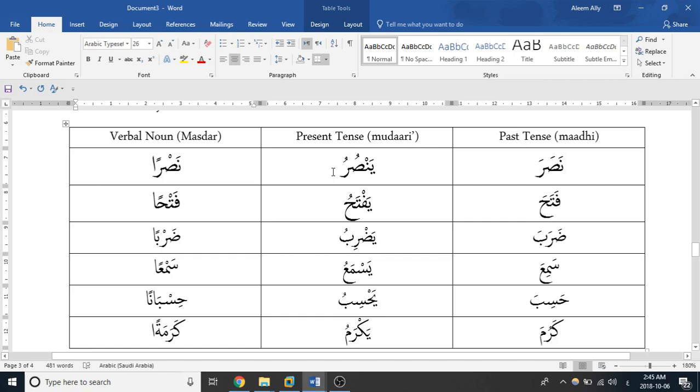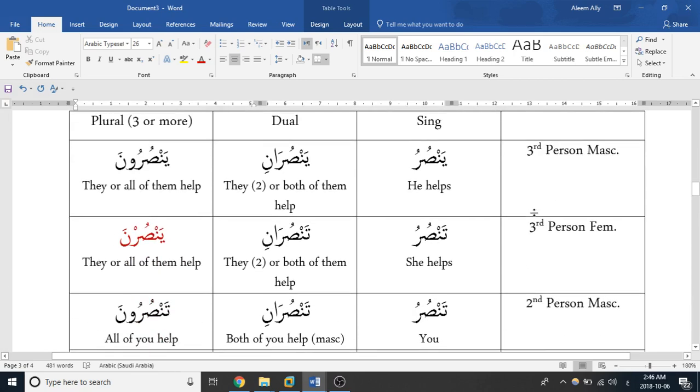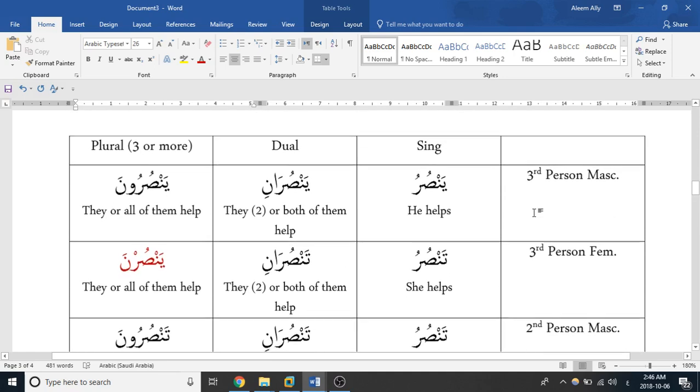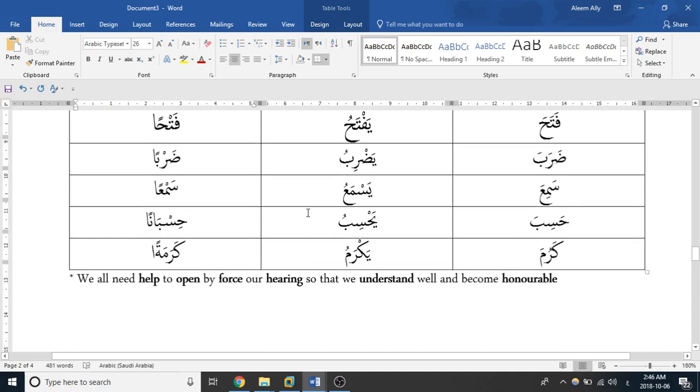Nasara yansuru nasran. So we have the past tense, which means he helped. Then we have the present tense, which means he helps. Then we have the masdar, which means help. And we can expand all of these and put them through the 12 sequences that we see above, right? Put them through all of the different genders and numbers. So if I wanted to expand this, I could.